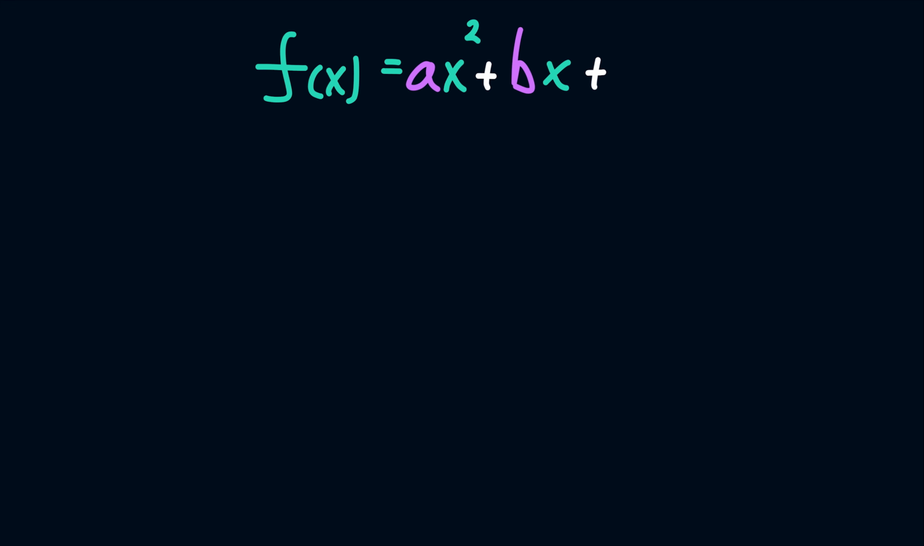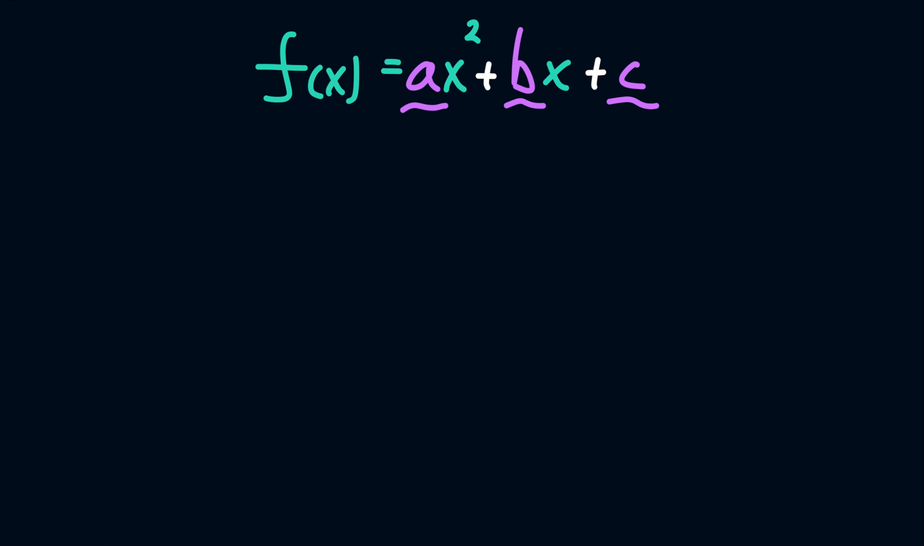A quadratic function will have the following notation. It's going to be some function of x, and that's going to equal some coefficient a, called the leading coefficient, multiplied by x squared, remember x is the variable, plus some coefficient b multiplied by x, plus some coefficient c. Now, coefficients are numbers. They're going to be values. Whether they're negative or positive does not matter at all.